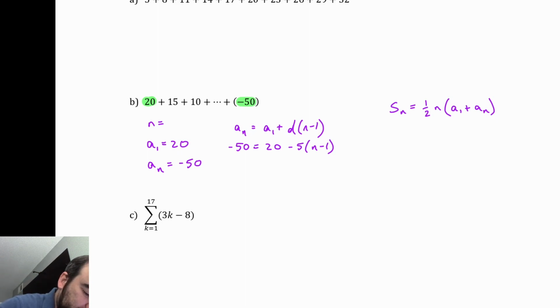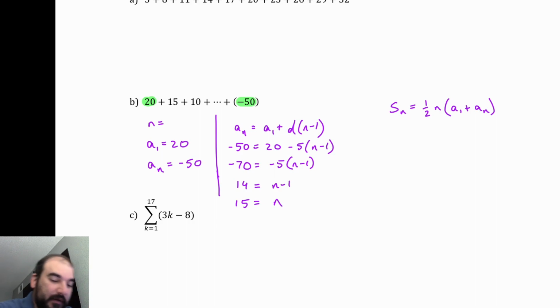We're going to subtract 20 from both sides. That's -70 equals -5 times n minus 1. Divide by -5, we get positive 14 equals n minus 1. And then we add 1, 15 equals n. Meaning there are 15 terms.